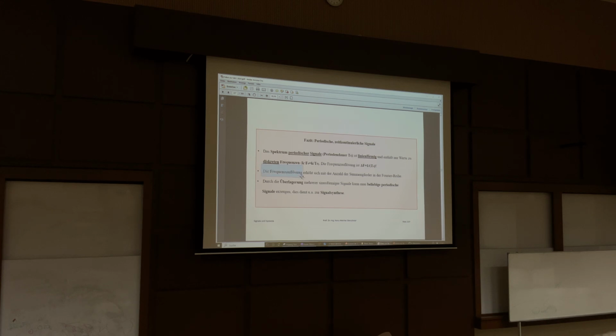The frequency resolution, Frequenzauflösung, is increased with the number of these parts which are summed up, with K. The overlay of these different components, these spectra, gives us the reconstruction of the periodic signal, and that is the base for a signal synthesis.